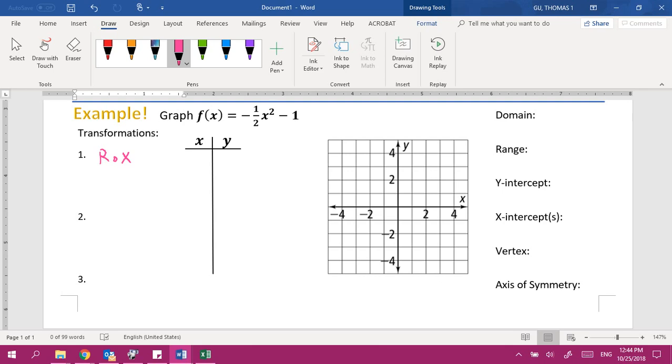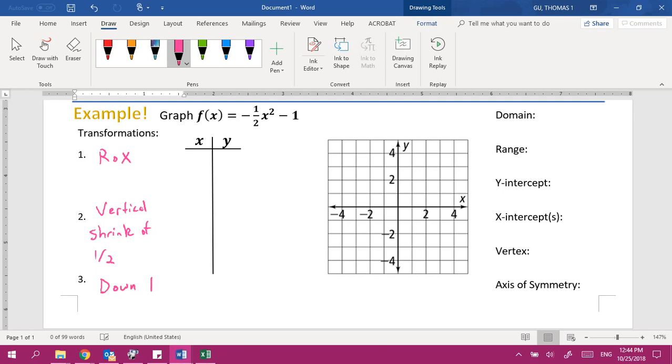What's the next transformation? Vertical shrink. Is it a stretch or is it a shrink? Shrink, because it's less than 1. It's between 0 and 1. And vertical shrink of? 1/2, that's right. And what's the last transformation here? Down 1. There we go.